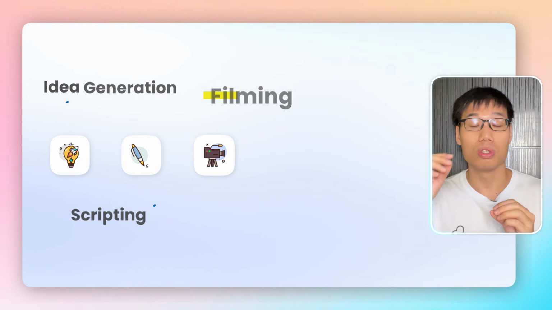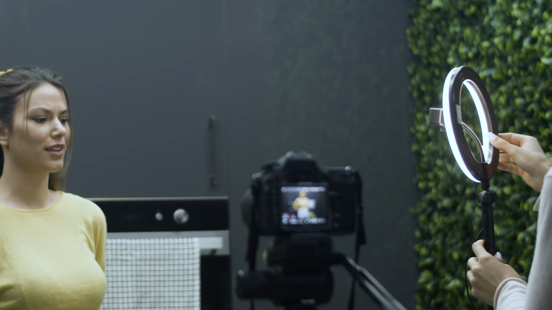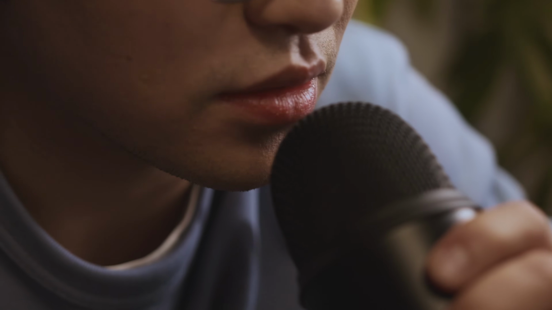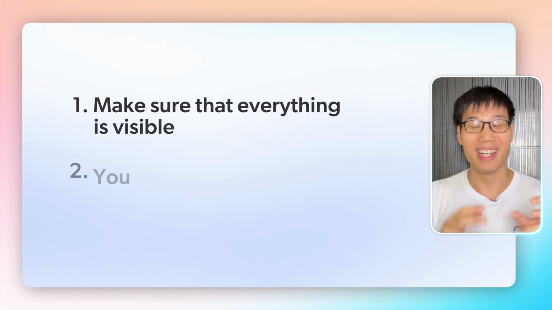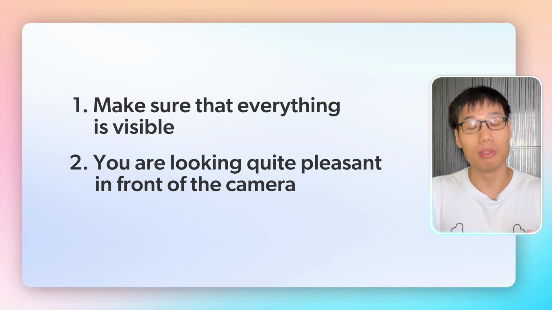After that, you're going to go into the filming part. This is where you set up your camera, this is where you set up your lights a little bit, your microphone as well, and then you find a nice background like this anywhere at home, and then you just start talking, making sure that everything is quite visible and you are looking quite pleasant on camera as well. And this is how you can get comfortable with talking on the camera as well.